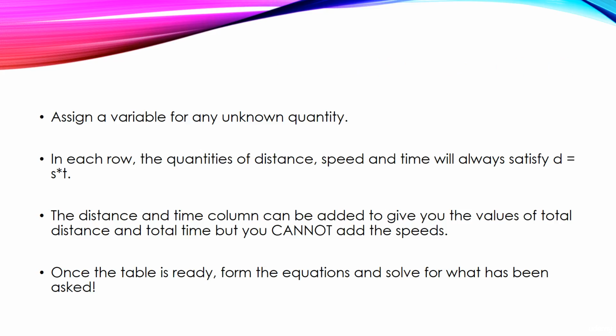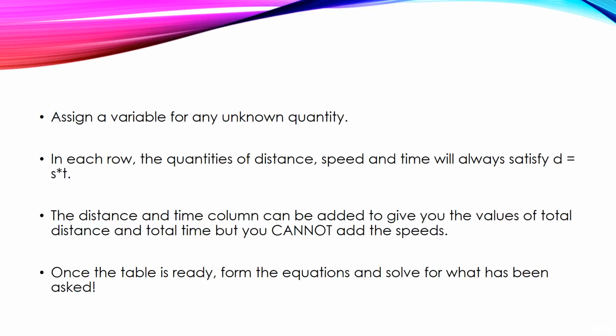Assign a variable for any unknown quantity. If there is more than one unknown quantity, do not blindly assign another variable to it. Look for ways in which you can express that quantity in terms of the quantities already present. Assign another variable to it only if this is not possible. In each row, the quantities of distance, speed, and time will always satisfy d = s × t.